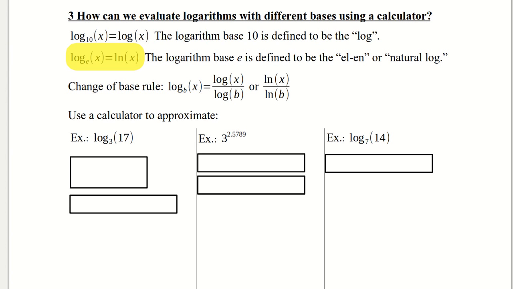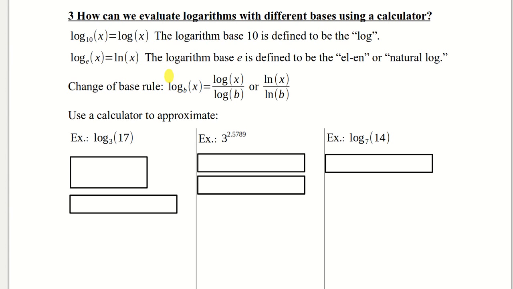The log base e is ln. That's the logarithm base e. It's read ln, and it's called the natural log. Now, to actually use our calculator with all these bases running around, we need the change of base rule.